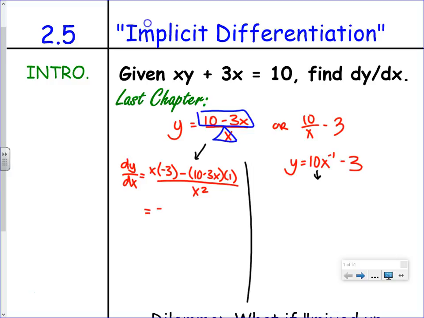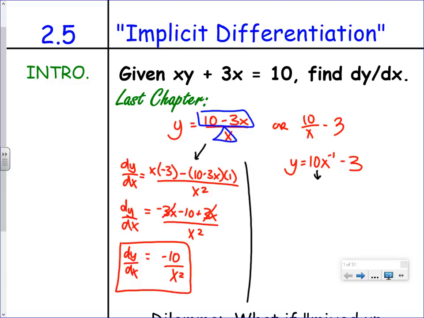We need to simplify some stuff, which would be negative 3x minus 10 plus 3x. Distribute that negative. What happens to the 3x's? What do you have left? Negative, I heard a couple of you. You just know negative 10 over x squared. Does it work on the other side? Because all you have to do is write dy dx equals negative 10 x to the negative 2. Derivative of any constant is 0. And then I rewrite, right? Negative 10.